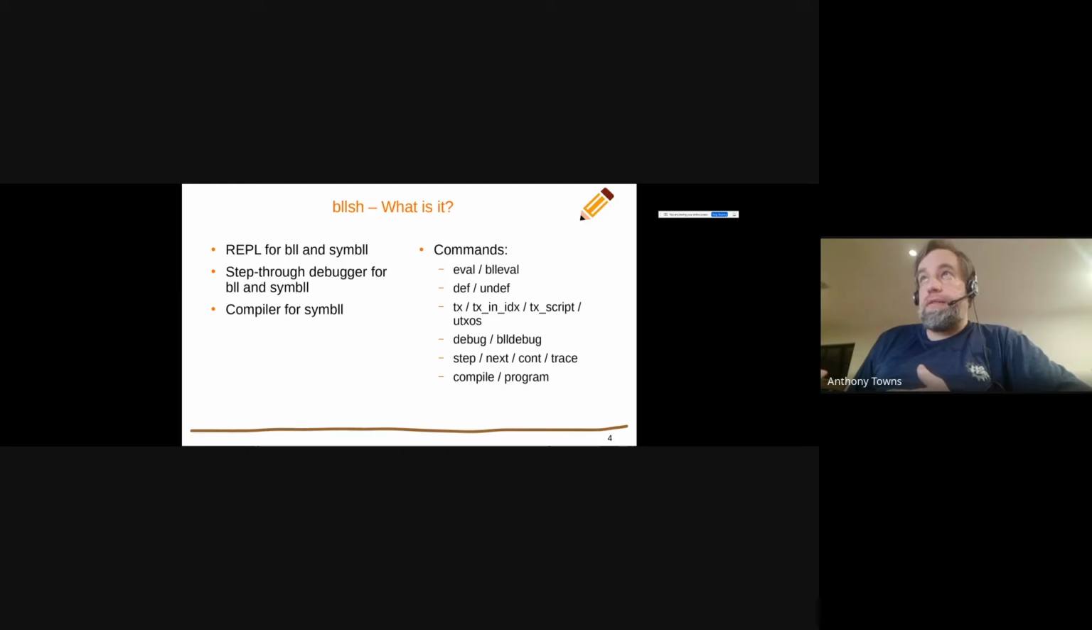Okay, and Bullish is the third thing. It's just a REPL for BLL and Symbol. It has a step-through debugger for both of them, and it has a compiler for Symbol down to BLL. It just has a handful of commands, so there's evaluate an expression, define some Symbol functions, give some TX data for any of the opcodes that are going to operate on TX data, like checksig. It allows you to initiate debugging on an expression in either Symbol or BLL. It allows you to step through at the same level, continue to the end of the evaluation, or trace through to the end of the evaluation, and it lets you compile a Symbol program into BLL.